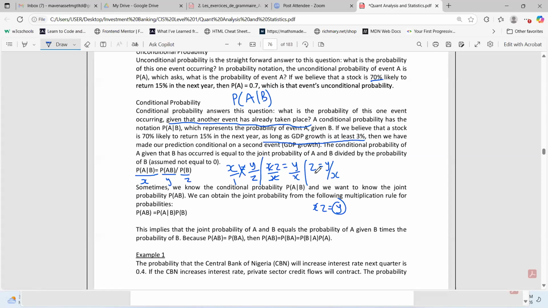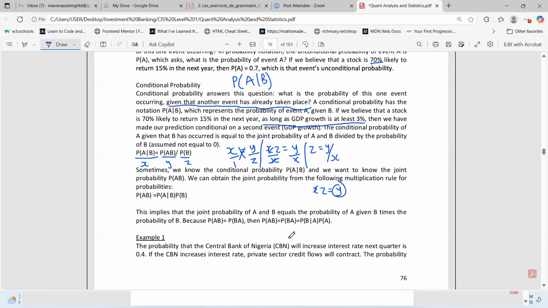Now, we have done quite a lot of theoretical explanations. Let's look at example number 1 here. My voice is coarse already. Can somebody please read for me?